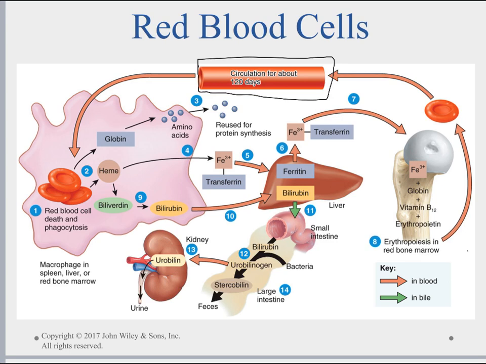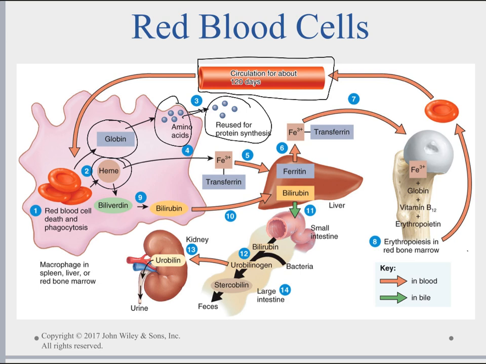The macrophages are located in the spleen, the liver, or even in red bone marrow, and they're going to gobble up, like little Pac-Man, this red blood cell. And they're going to gobble it up and break it into some of its smaller components. It's going to break it into globin and our heme group. Now, all these molecules of the globin are going to get broken down into their subsets, into amino acids. And those amino acids are then going to get kicked out of the macrophage and they're going to be reused for protein synthesis.